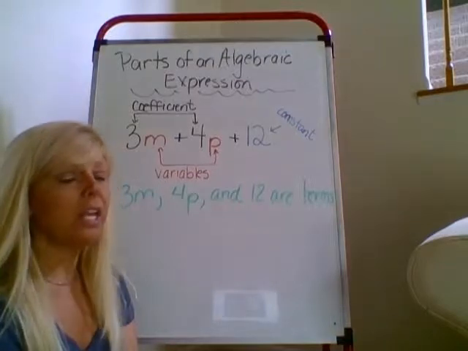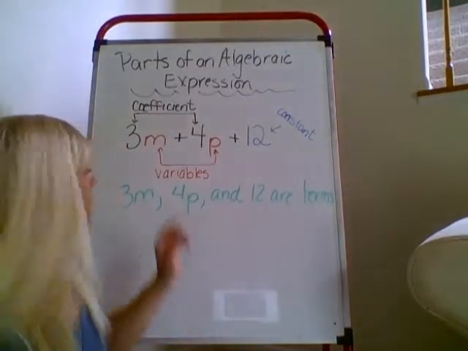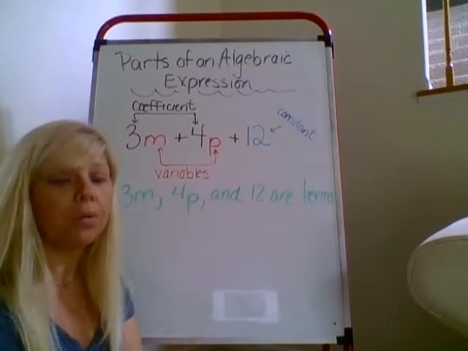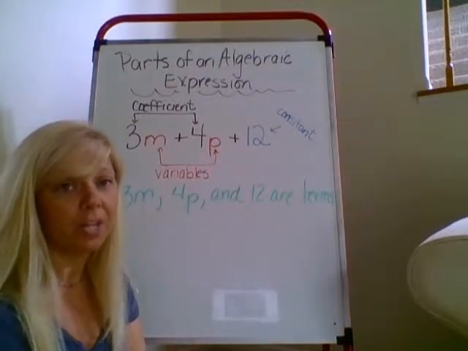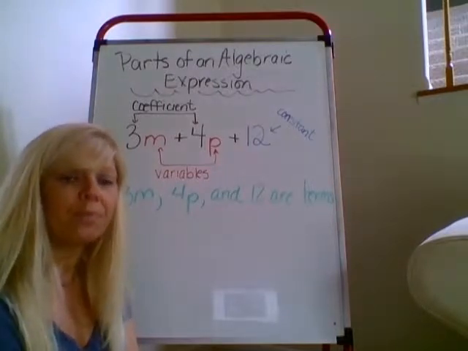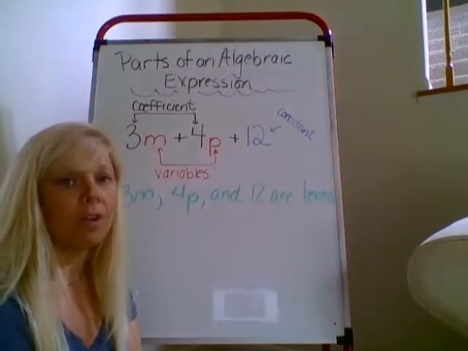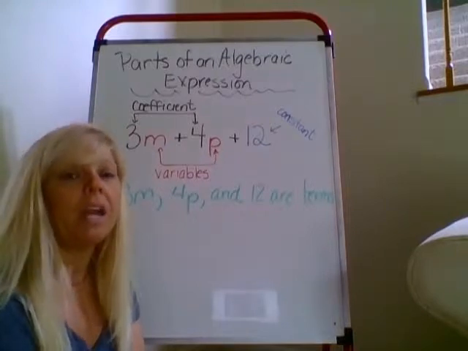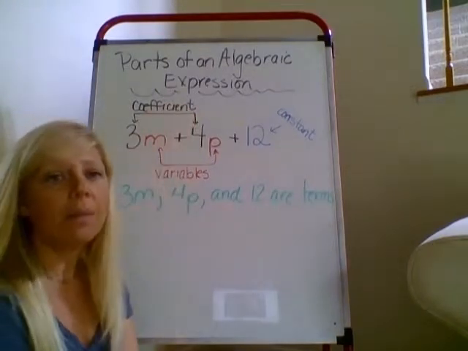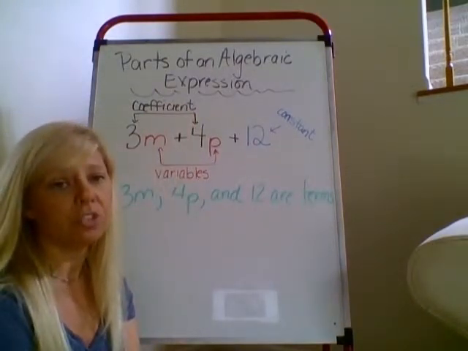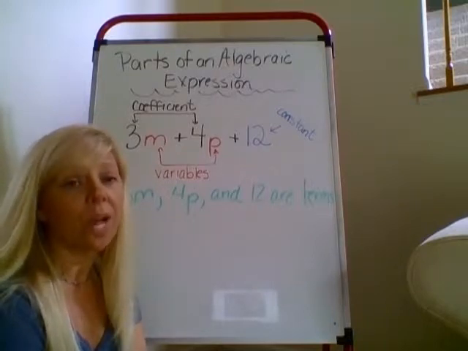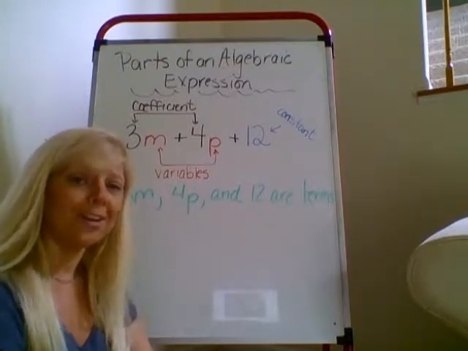So the first one that everyone knows already is our variables, our letters. So we have m and p, those are both variables in my algebraic expression. We just don't know what m and p stand for yet. 3 and 4 are being multiplied with m and p. They have a special word that goes with them, coefficient. So it means how many m's and how many p's do we have. So 3 and 4 are called coefficients, or what I like to call the number before the letter.